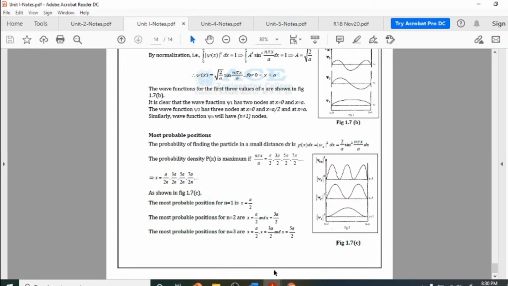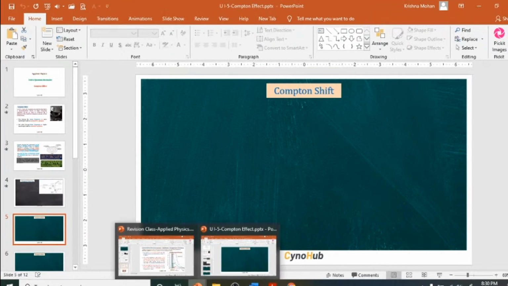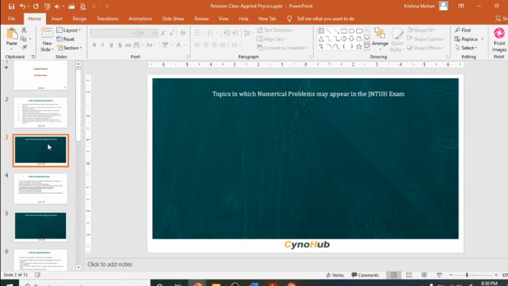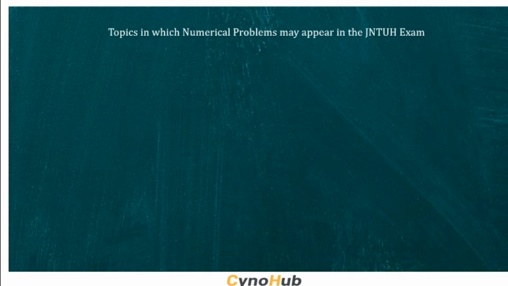Now, let me tell you what concepts we can have questions on. Numericals can come from the first unit. In the first unit, the numericals can come from some of the concepts, like the de Broglie wavelength and the particle in a one-dimensional potential box. These two are very important. So particle in a one-dimensional potential box and de Broglie wavelength are the concepts.